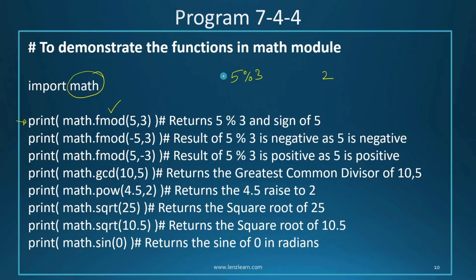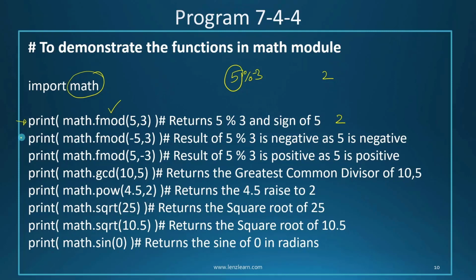Whatever is the sign of the first operand, which is 5, that will be given to the answer. So if I have minus 5 modulo 3, the answer will be minus 2. But if I have 5 modulo minus 3, the answer will be positive 2 itself. That is why I told you the result will take the sign of the first operand. So here you can see the result will be positive 2.